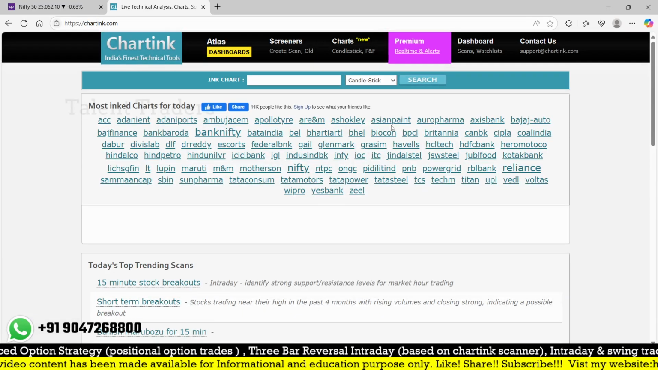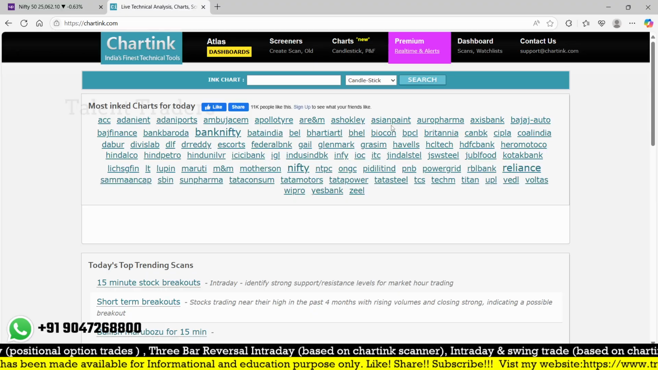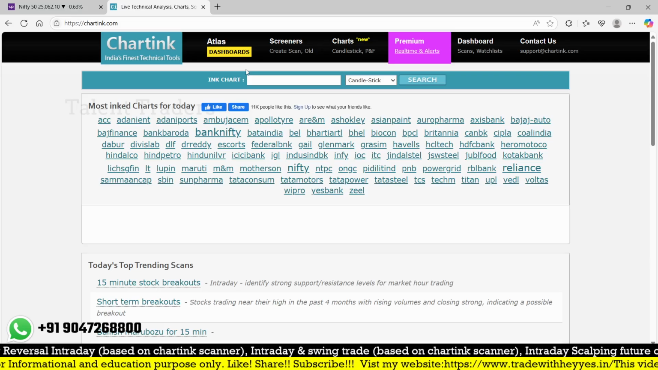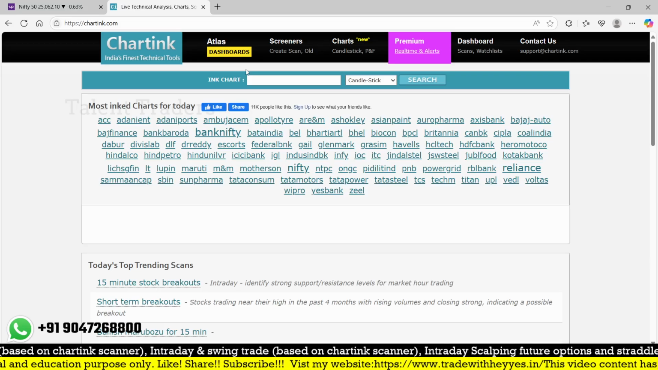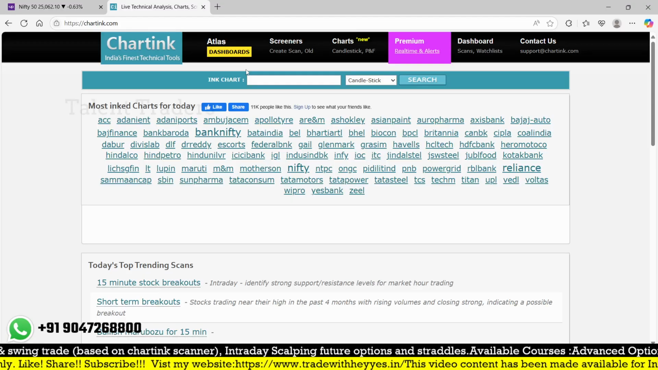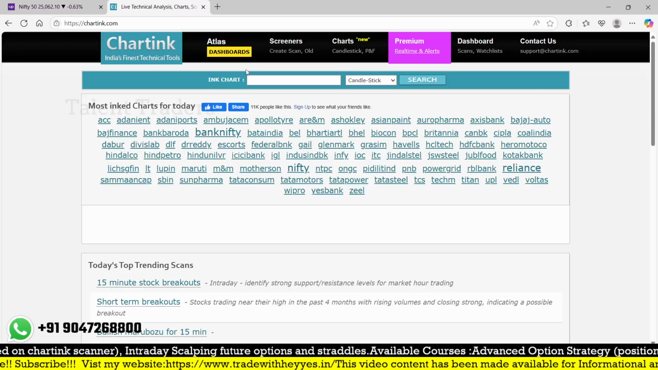We are making the scanner with a custom indicator, but it is not available by default in charting, so we need to create it as per our requirement. We first need to create a custom scanner, and after that we can use those custom scanners to create a normal scanner.